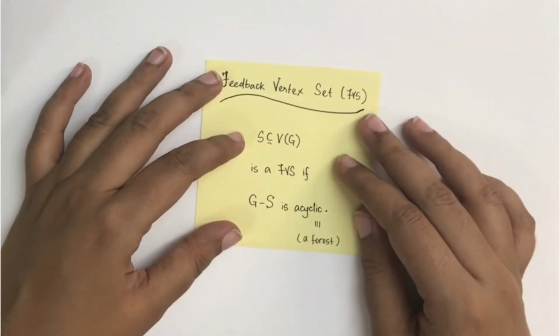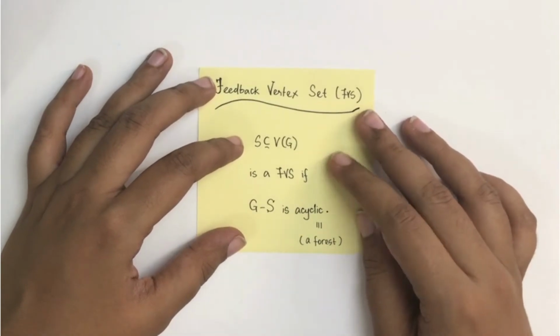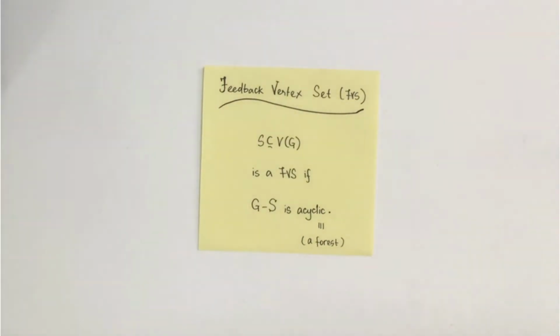Since this is the first time that you're meeting feedback vertex set, at least in this course, let's begin with some introductions. A feedback vertex set is simply a subset of vertices in a graph whose removal leads to the destruction of all cycles. In other words, when you delete a FVS, the graph that you're left with is essentially a forest.